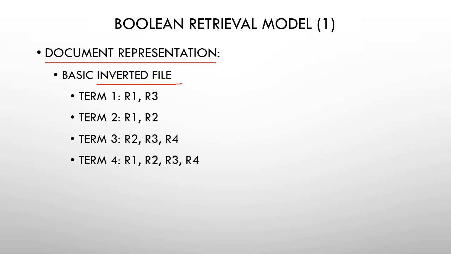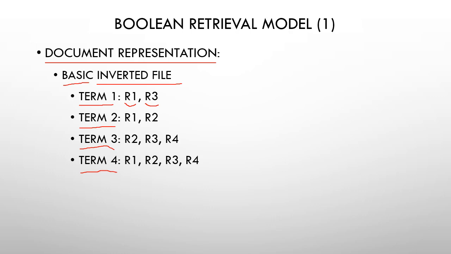I will start with an example. We have term number 1, term number 2, term number 3, and term number 4. The way we represent the document is that term number 1 appears in document number 1 and document number 3. It doesn't say anything about the position in that document. It simply says that term number 1 appears in document 1 and document 3. So this is the basic inverted file.